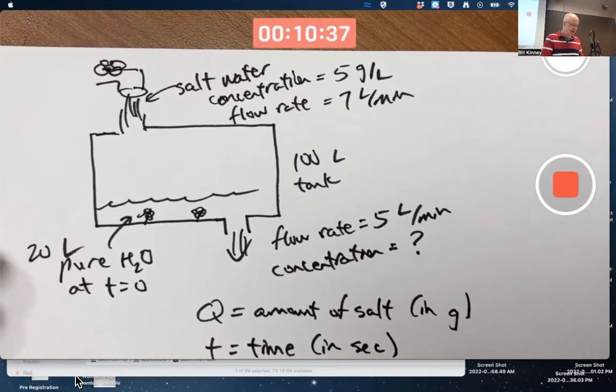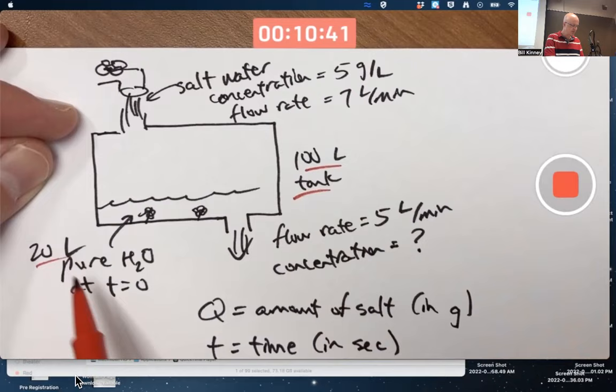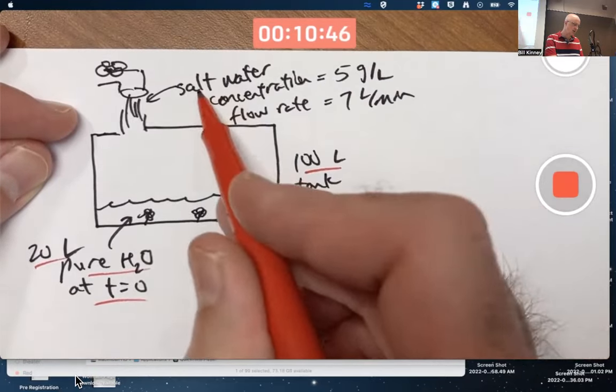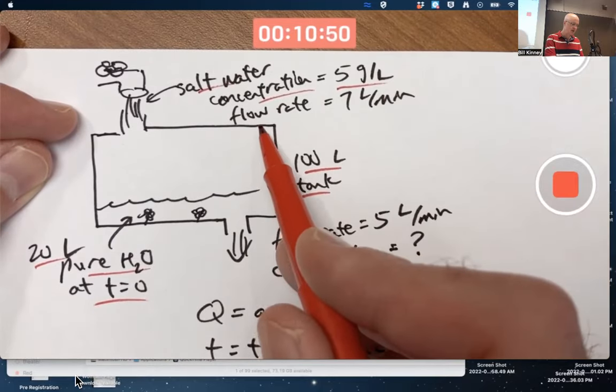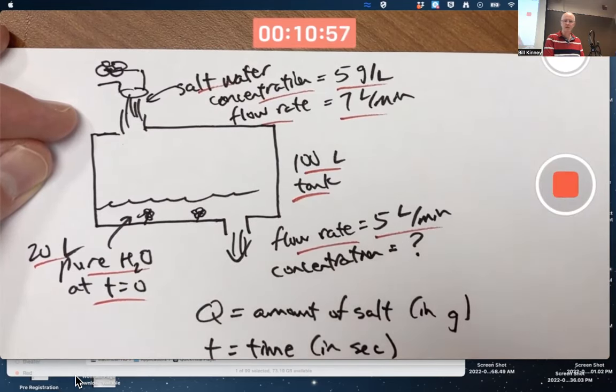So again, the setting is you've got this 100-liter tank that's got 20 liters of pure water at time zero. At time zero, salt water with a concentration, say, of 5 grams per liter is flowing in at a rate of 7 liters per minute. You also have a drain where the flow rate is 5 liters per minute, and it's got an unknown concentration.